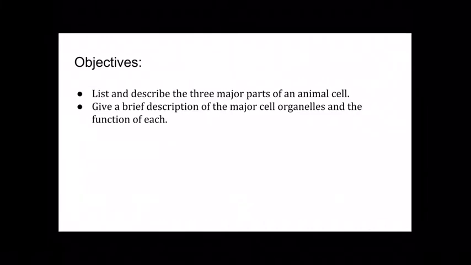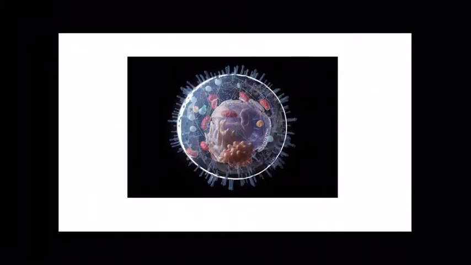List and describe the 3 major parts of an animal cell, and give a brief description of the major cell organelles and the function of each. So here is a cell. This is really a lovely depiction of a cell that we have no cell that really looks like this, but it looks really pretty.